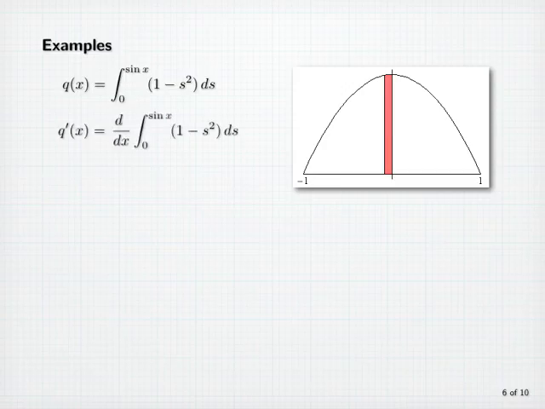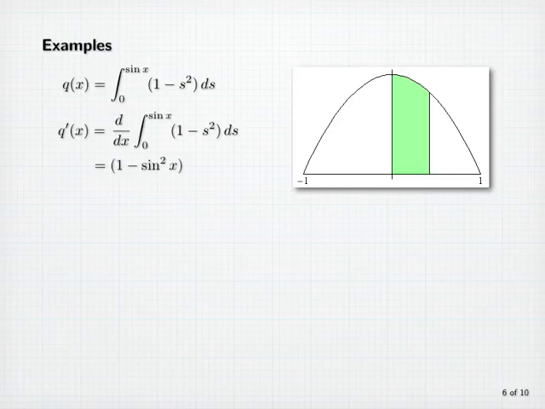The derivative, q prime of x, that is, the rate of change in that signed area as a function of x, is the derivative with respect to x of the integral from 0 to sine x of 1 minus s squared ds, which we'll compute using the chain rule.